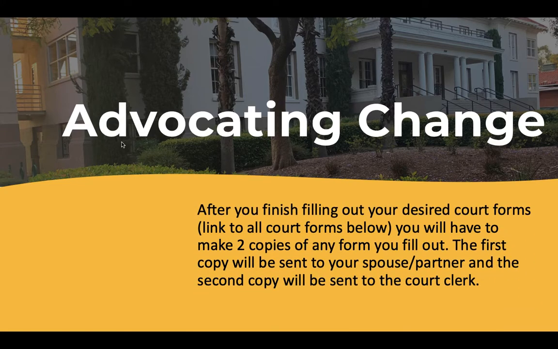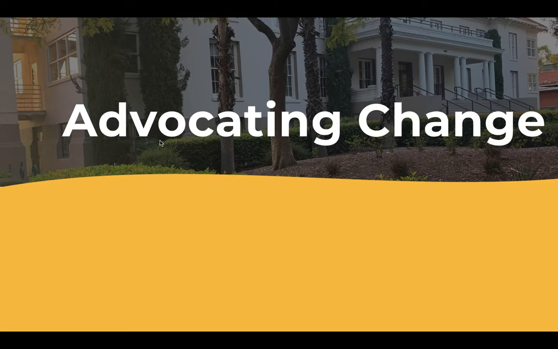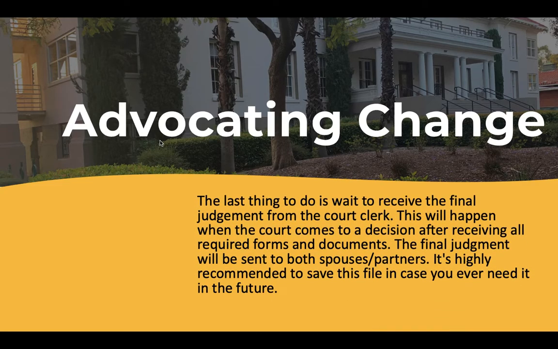After you finish filling out your desired court forms, you will have to make 2 copies of any forms you fill out. The first copy will be sent to your spouse, and the second copy will be sent to the court clerk. The last thing to do is to wait to receive the final judgment from the court clerk. This will happen when the court comes to a decision after receiving all required forms and documents. The final judgment will be sent to both spouses, and it's highly recommended to save this file in case you ever need it in the future.